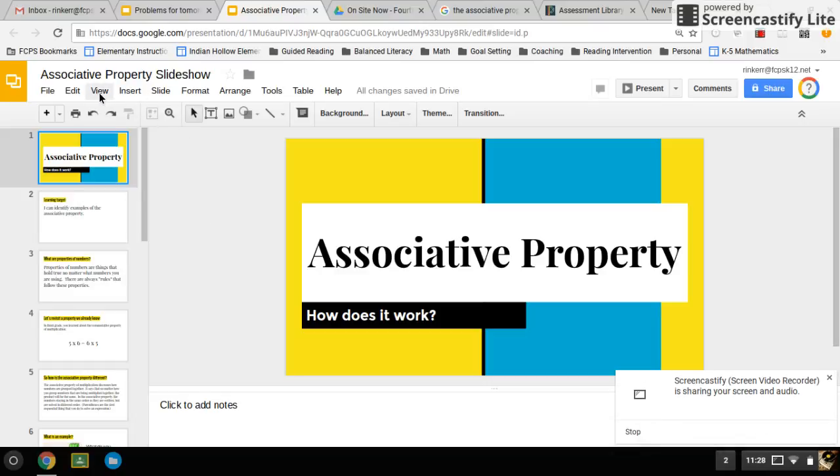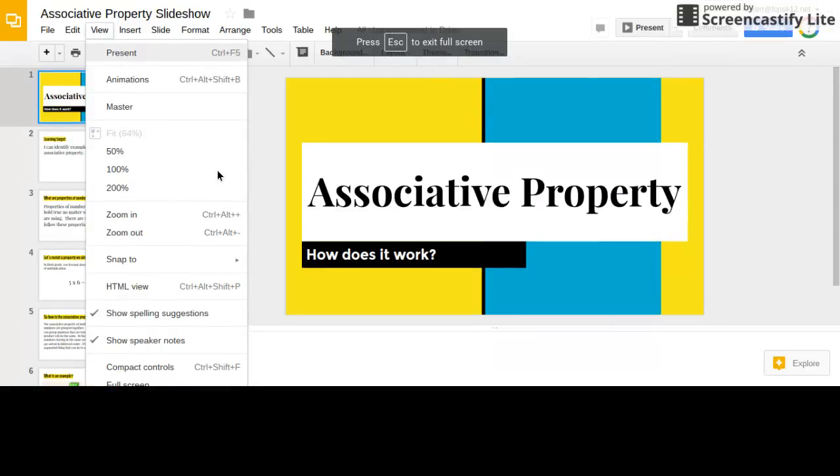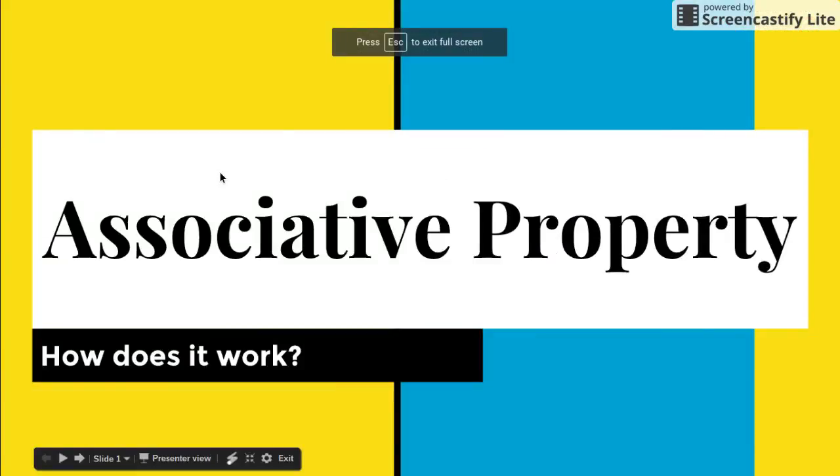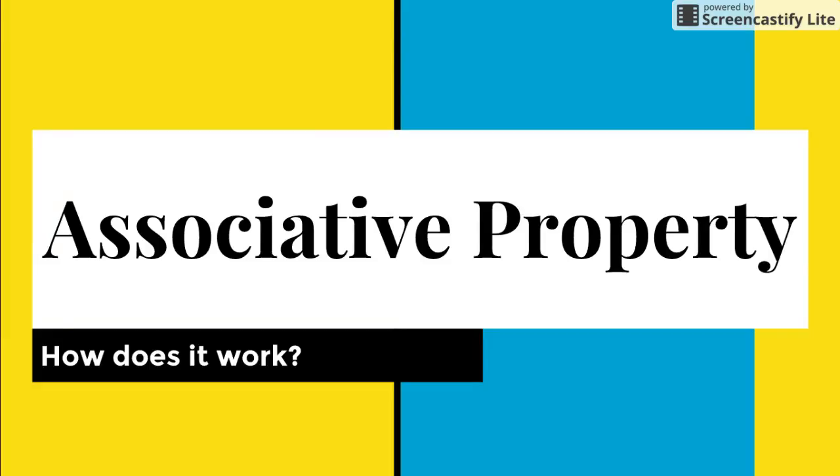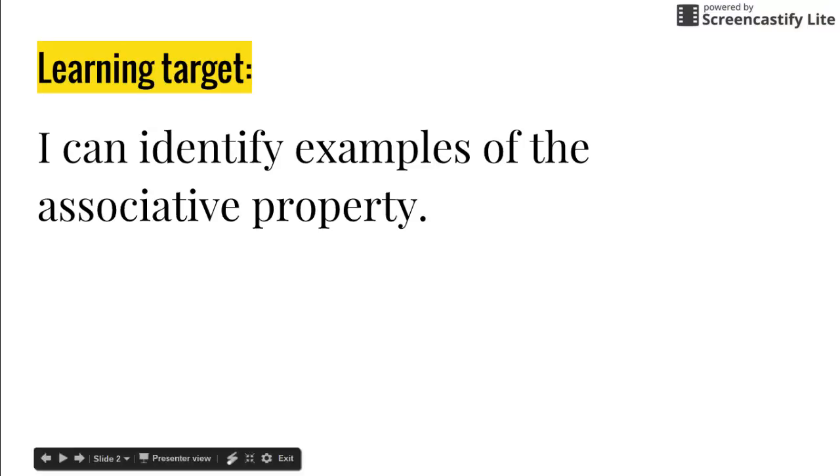So today we're going to be talking about the associative property of multiplication. You guys have already learned about the associative property of addition at this point in the year. So today we're going to be talking about the associative property of multiplication and how it works. So our learning target is that you can identify examples of the associative property.